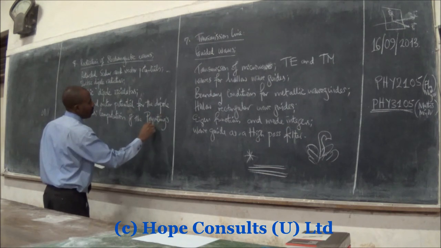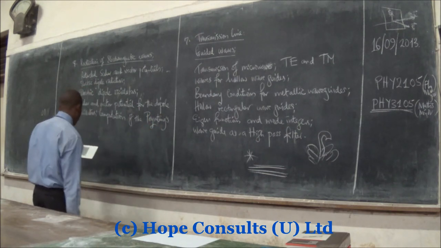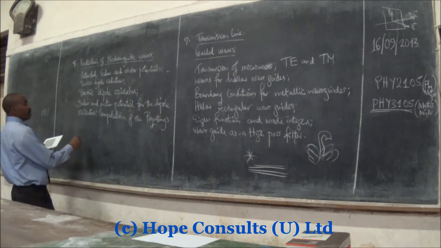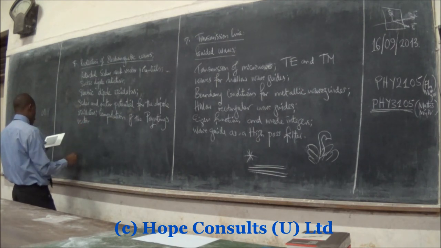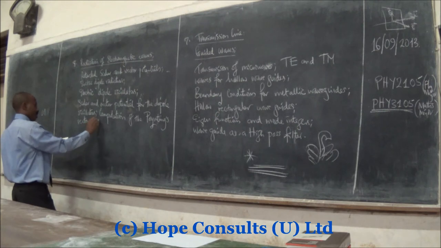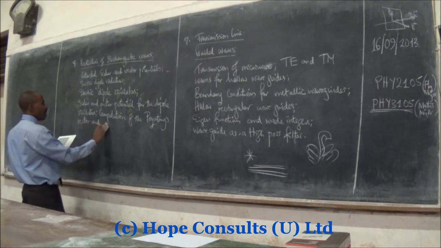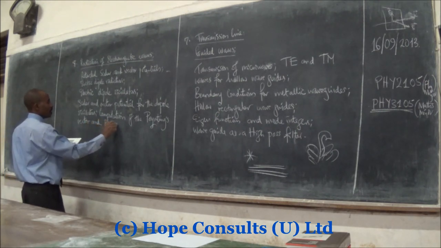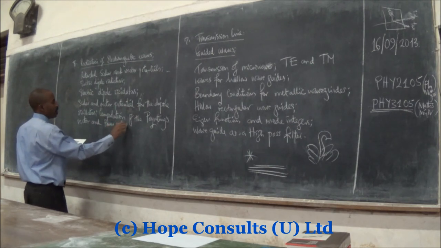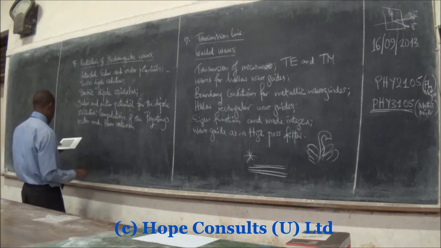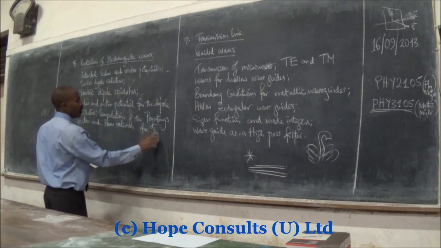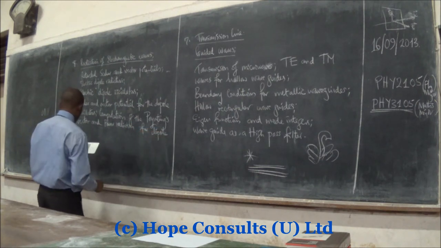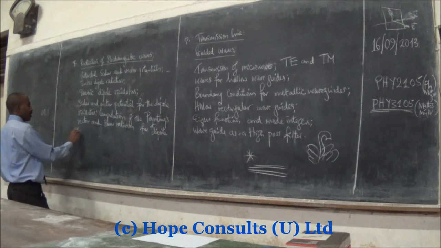This is the energy per square meter, Poynting vector. Then the power radiation. Power radiation for dipole, for dipole oscillators.